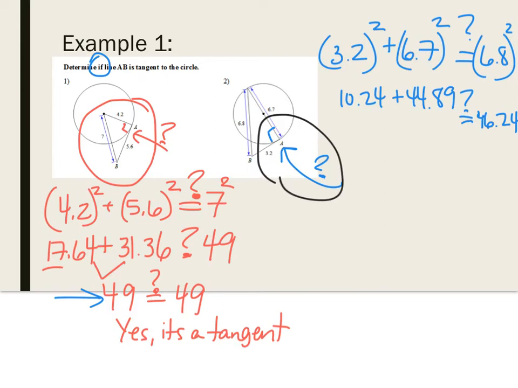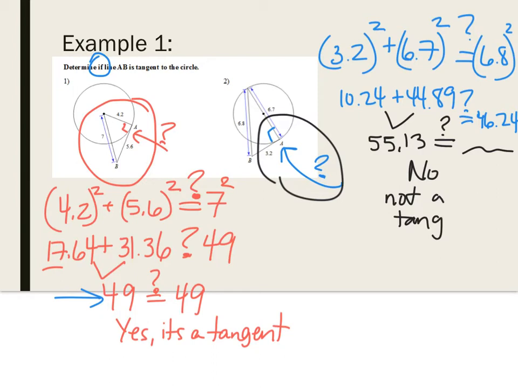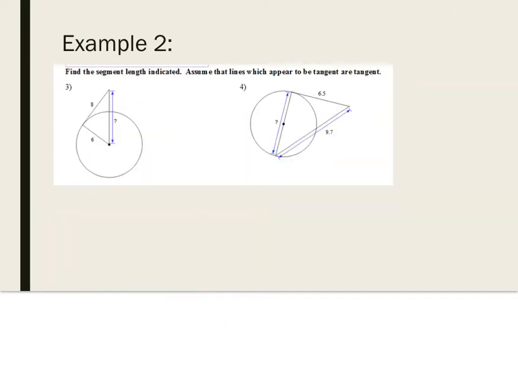And to finish off my work, when I add those two together, I get 55.13. Does that equal 46.24? I'm not even going to write that again. No, those are not the same, so it is not a tangent line. And again, we're basing, is it tangent or not, on the fact that, does this truly give us a right angle right there? So if it fits the Pythagorean theorem, it would. If it doesn't, we say no, not a tangent line.